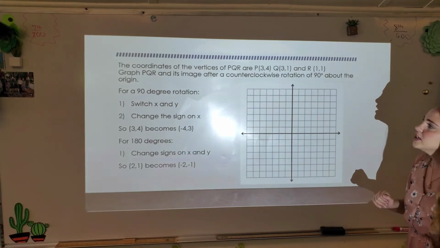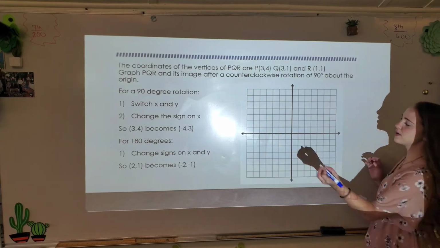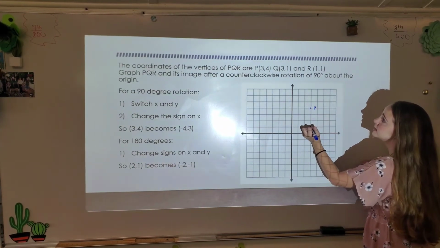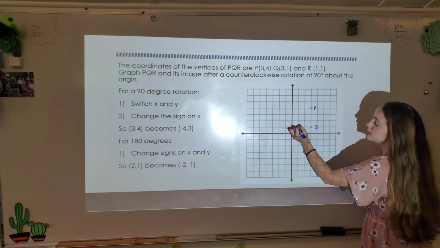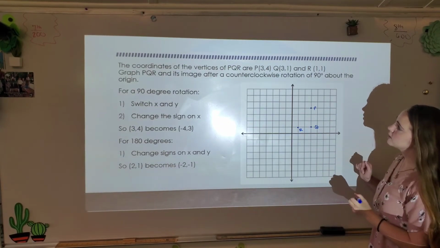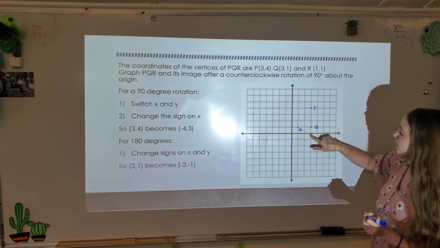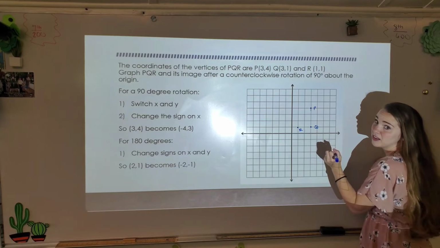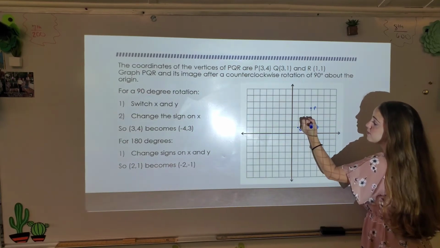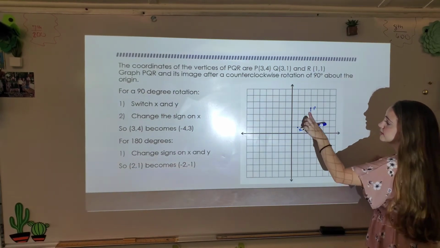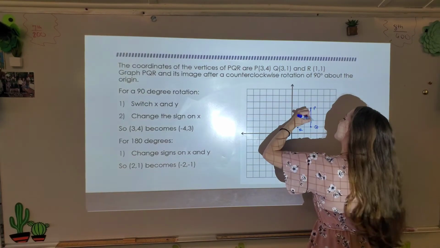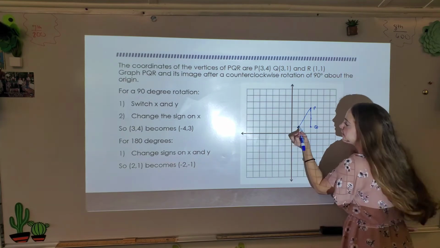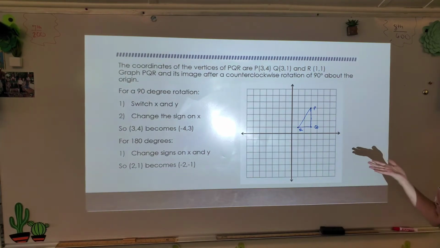So it says the original vertices are at 3, 4, that's P, 3, 1, that's Q, and 1, 1 is R. Make sure I'm right. 3, 4, yep, okay. It's hard being left-handed with these things because every time I put my hand up, it blocks the light. Okay, that's PQR, that's our original image.